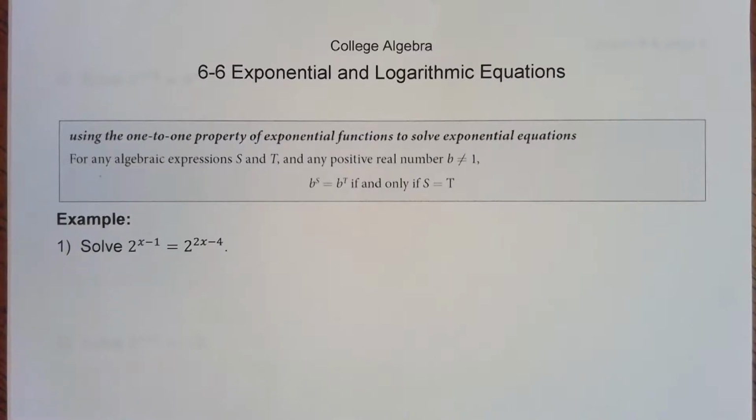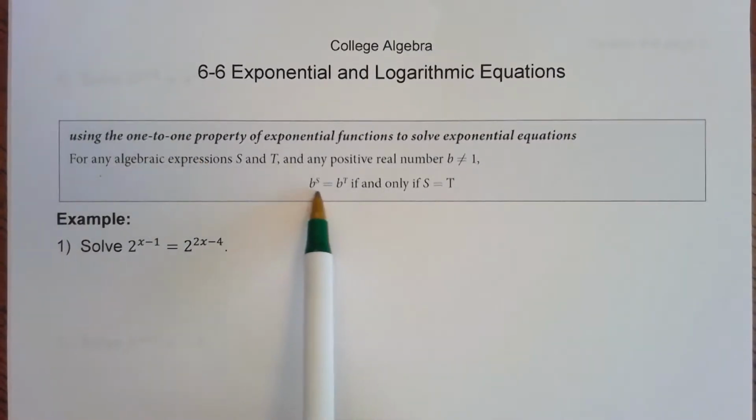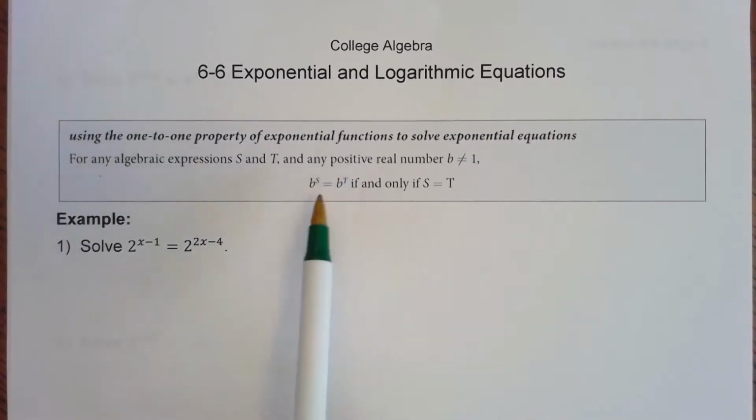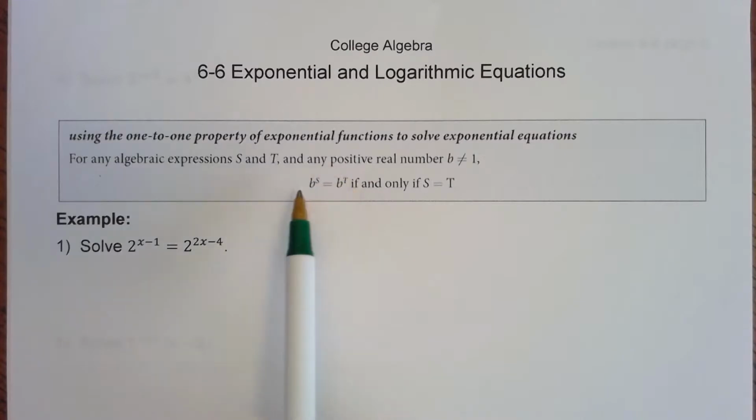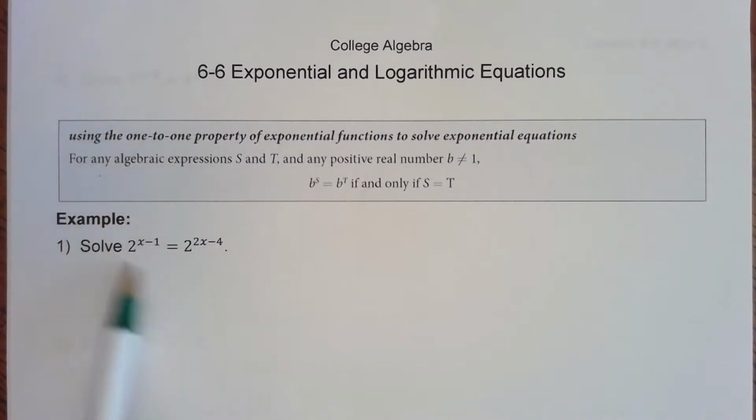So now we're going to put together everything we learned about exponentials and logarithms, and we're going to solve equations with all of that information. So the first thing that I want to talk about is this one-to-one property of exponential functions. One-to-one property means if the bases are the same, then the exponents have to be the same. And another way you can look at it is if the exponents are the same, then the bases have to be the same.